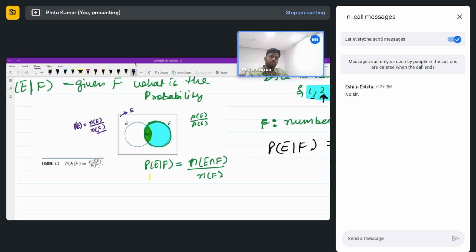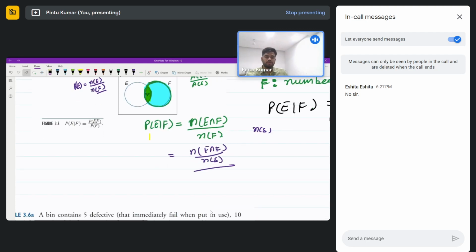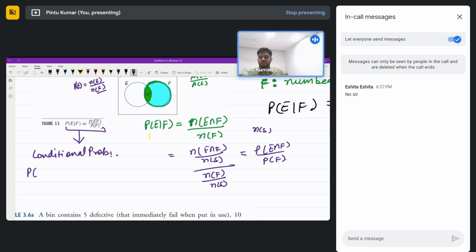Now, if you divide the denominator and the numerator both by N of S, then you get nothing but the probability of E intersection F divided by the probability of F. So this is the formal definition of conditional probability: the probability of E given F is the probability of E intersection F divided by the probability of F.